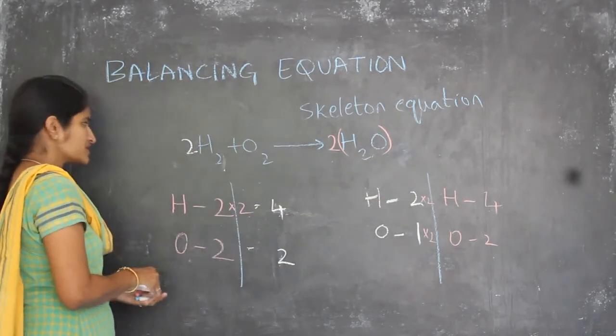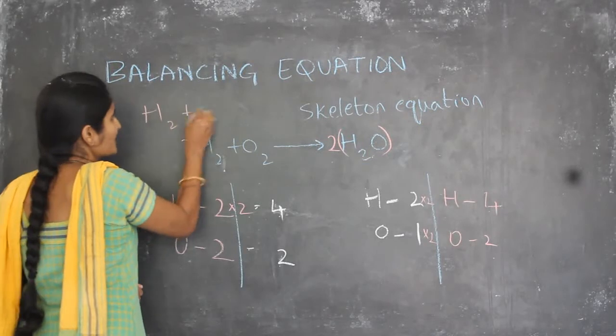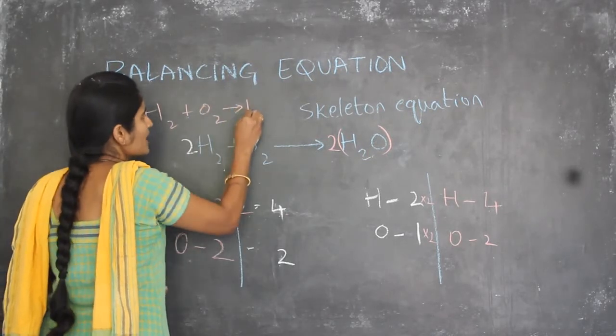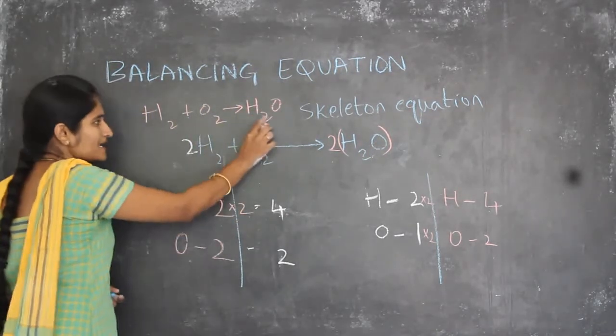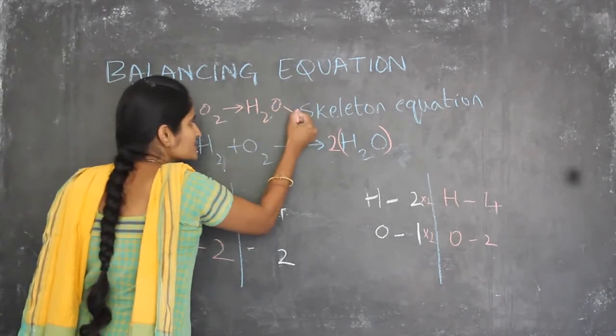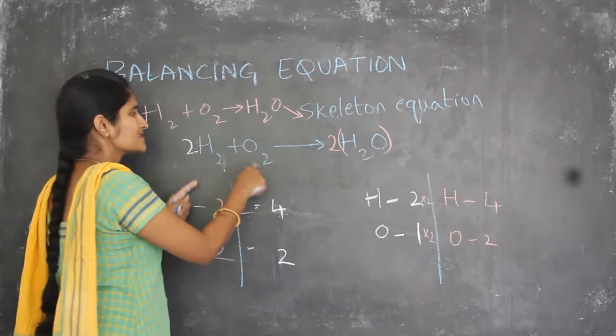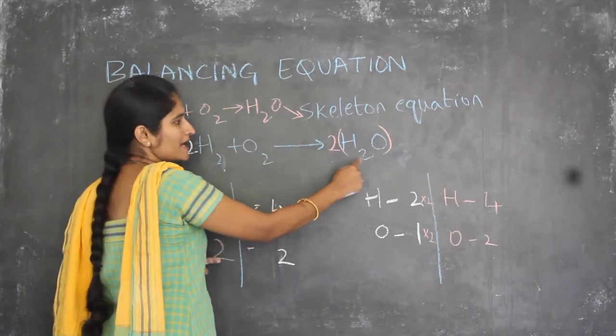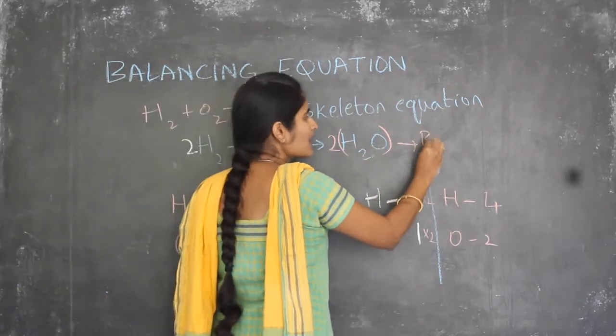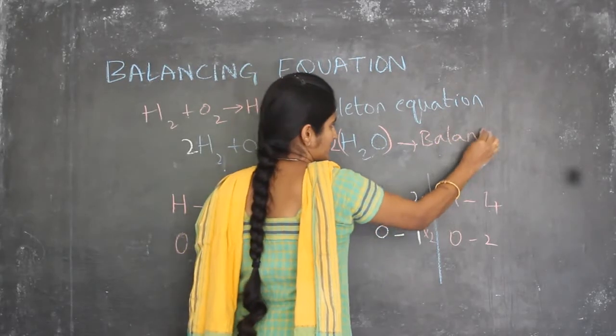And the equation which we have written, H2 plus O2 gives rise to H2O, is an unbalanced equation. So this equation is called a skeleton equation, and 2H2 plus O2 gives rise to 2H2O is called a balanced equation.